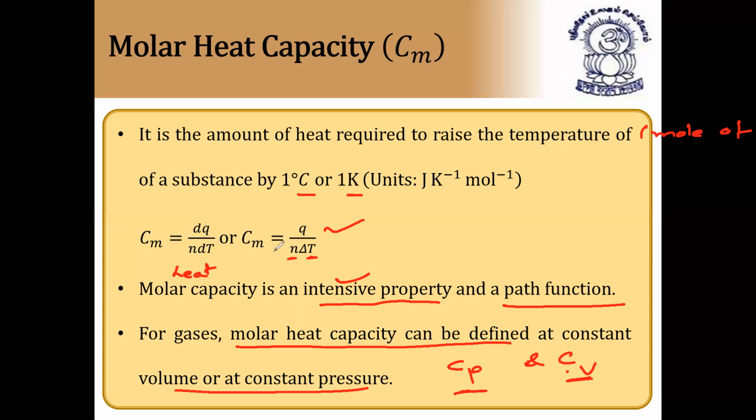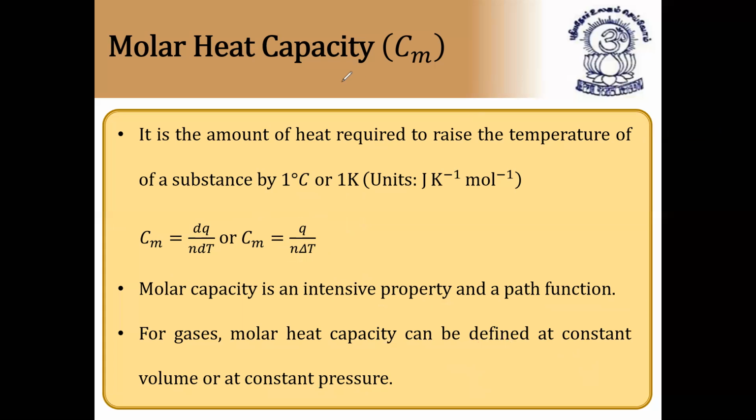And Cp is equal to Q by n delta T. This is the formula where Q is the amount of heat given to the substance, n is the number of moles, and delta T is the change in temperature. I hope it is clear. All these formulas we are going to use for numericals in this class, so please note it down.